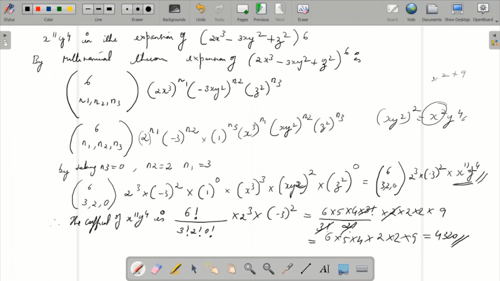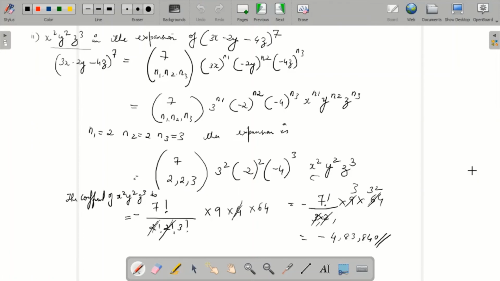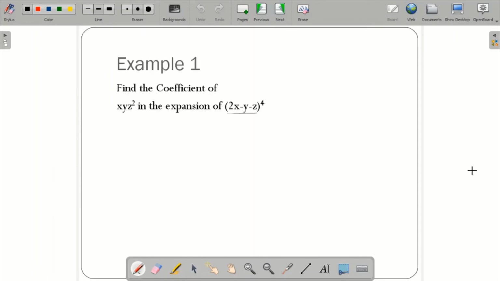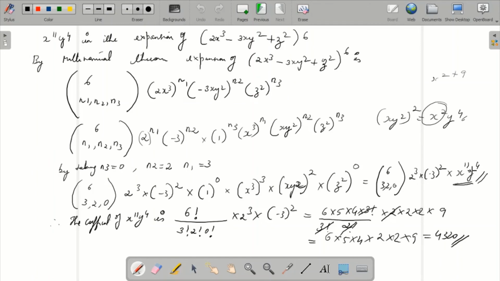So this is regarding how to find the coefficients of multinomial expansion. These are the 3 examples of how we find the coefficients of multinomial expansion. Thank you. So this is regarding the binomial and multinomial theorem.